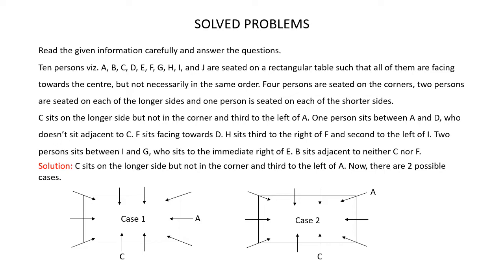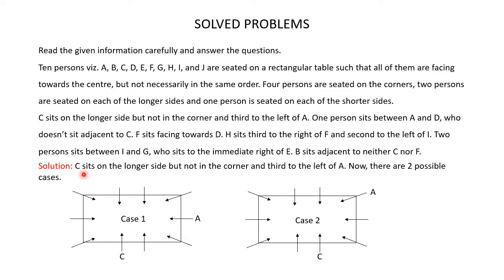Now the information C sits on the longer side but not in the corner and third to the left of A is direct information which helps us to fix the positions of C and A. Now look for some continuation statements which refers to either C or A. Proceed from this continuation statement to complete the seating arrangement.